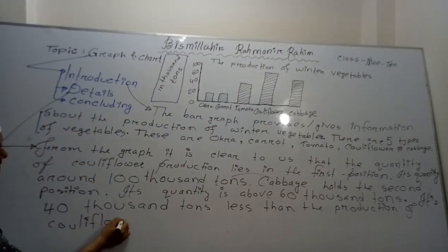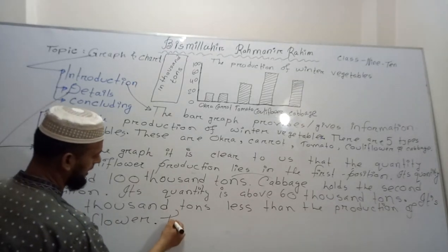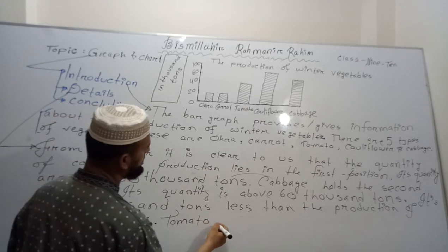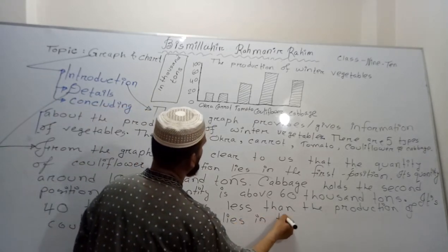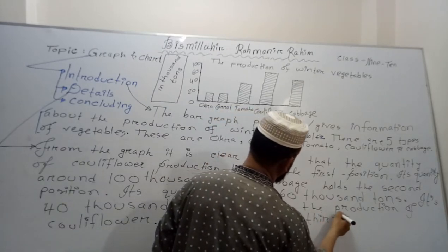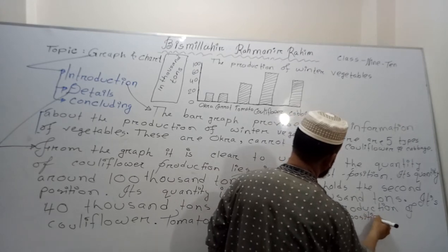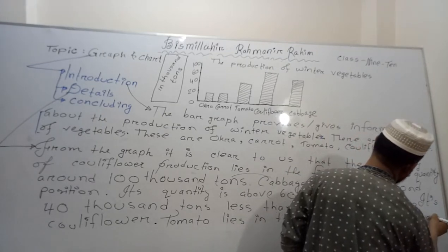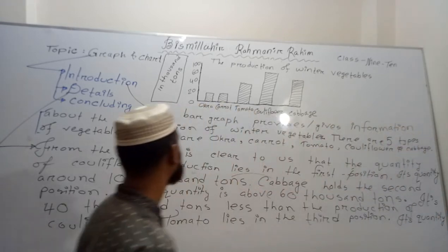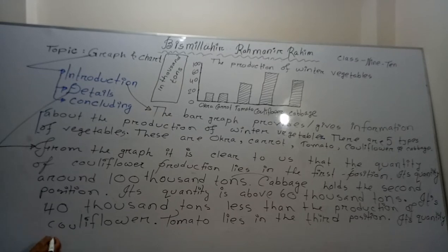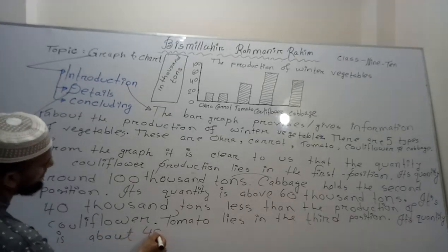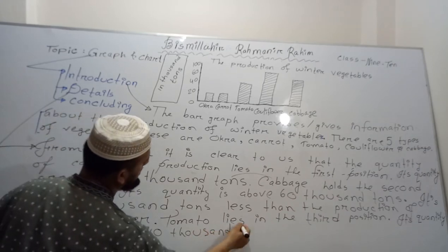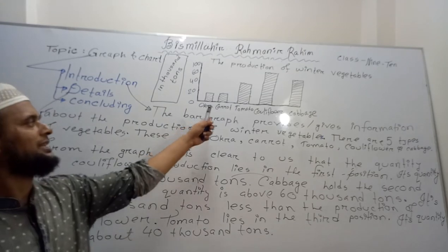So my dear students, another type, tomato, lies in the third position. Its quantity is about 40,000 tons. Dear students, we are only looking at the graph picture.